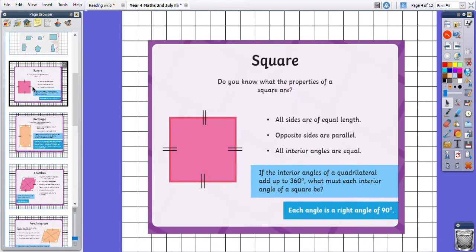So first of all, we have a square, and we all know lots about squares already. We know that the sides are all equal, that the angles are all equal because they're all corners or right angles, so they're all 90 degrees. And we know that all of the opposite sides are parallel. So this side here is parallel to this side because if they continued forever, they would never meet. And the same with the top line and the bottom line.